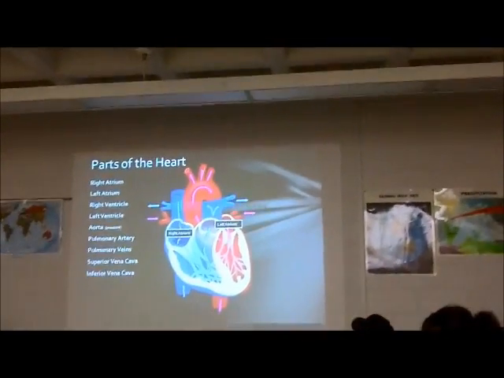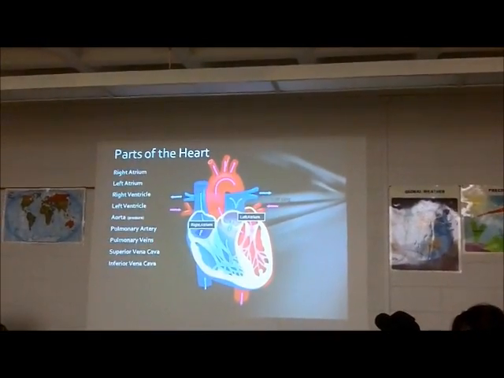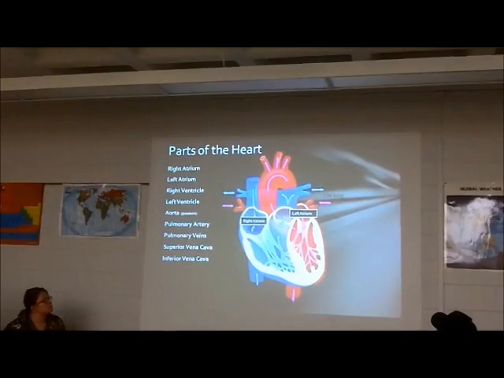Okay. So those are two of the chambers of the heart. Then we have the ventricles. And where do you think those are? You can just yell it out if you don't want to get up.